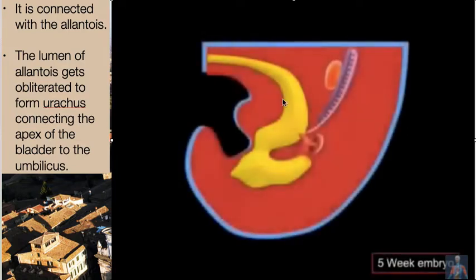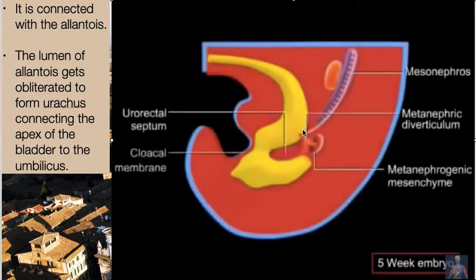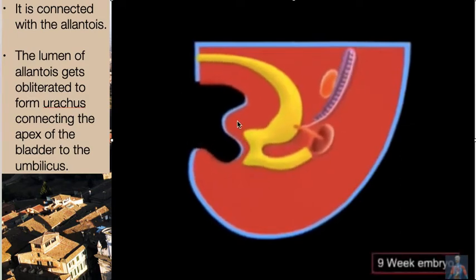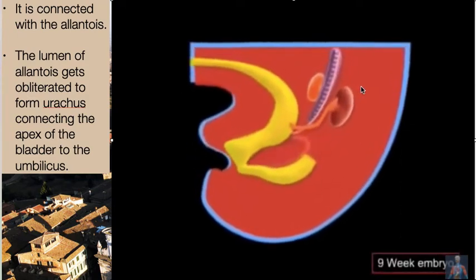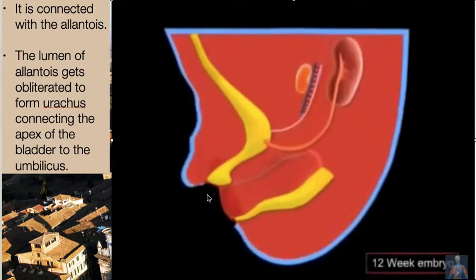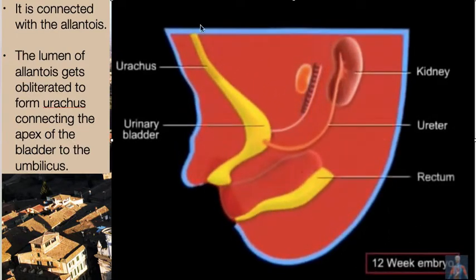Partitioning of the cloaca, as you can see, this is the mesonephros, this is the urorectal septum, cloaca, and this is the cloacal membrane. This is the urogenital sinus. Here, can you see the kidney ascending up? Urorectal septum descending down, down, down. In a 12-week embryo, this is the urachus, urinary bladder, and the rectum, lying posteriorly.